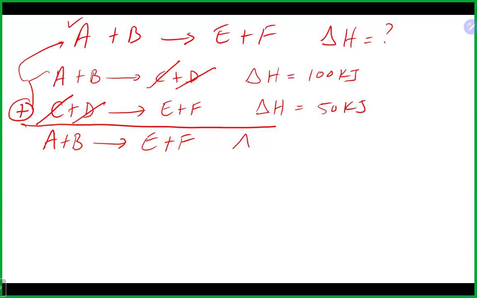Now, to get the delta H for this reaction, we actually just add our delta H's together. Since we did not have to manipulate any of those equations, the delta H's are just what they are, right? We don't have to reverse the signs or anything like that. And the delta H for the overall reaction would be 150 kilojoules in this particular case.